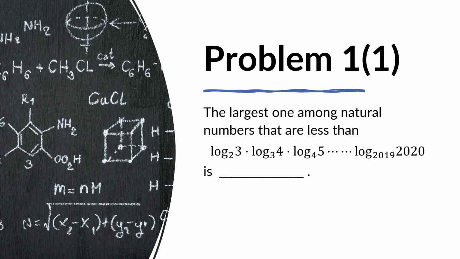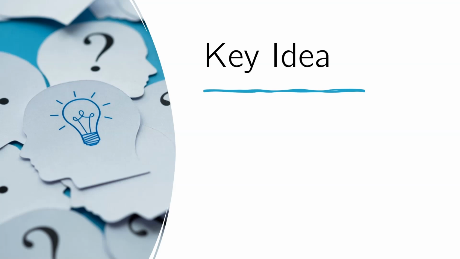The largest one among natural numbers that are less than log of 3 base 2 times log of 4 base 3 times log of 5 base 4 all the way to log of 2020 base 2019 is blank. The key to solving this problem is the following identity.